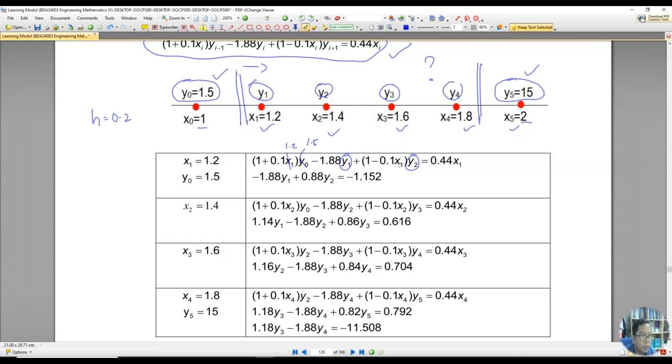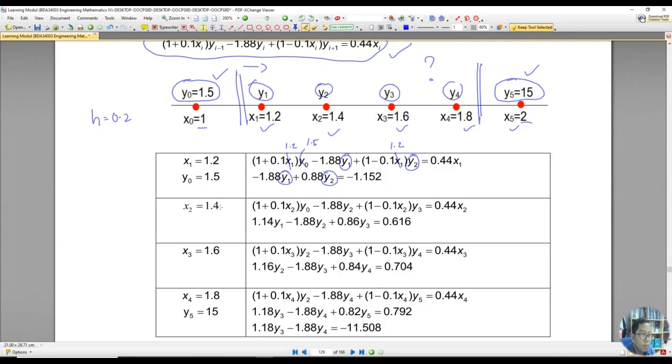Okay, what else? x1 is equal to 1.2. Any value that you know based on this, you have to substitute. We are left with only y1 and y2, so we just leave it at that stage, and then we proceed to the next value, which is x2 equal to 1.4.